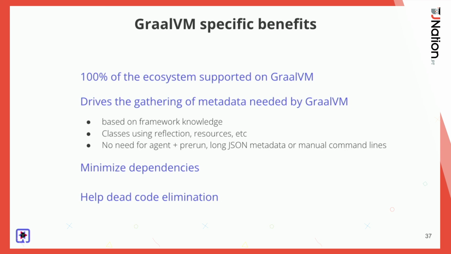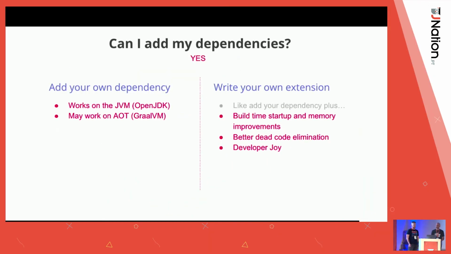A question that is very often asked is, can I add my own dependencies, or do you need to use the Quarkus extension that we wrote for that? You can add your own dependency. It will always work on the JVM. It may or may not work on GraalVM, but you can try. And if it doesn't work on GraalVM, then you can write your own extension and start adding support for native compilation to it. And then take it from there and add more things like build time, startup, and memory improvement, and developer joy to it.